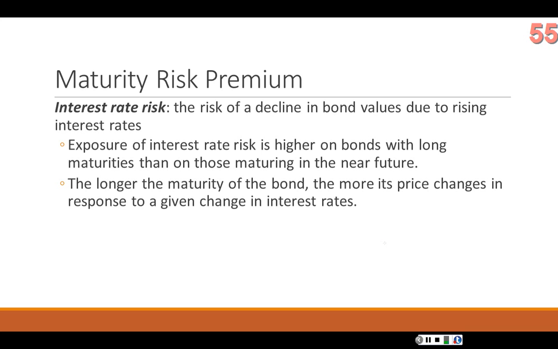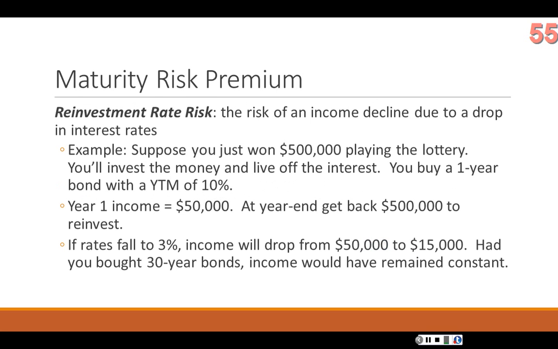And the maturity risk premium. This is the risk that the bond values will decline due to rising interest rates. Interest rate risk is higher for bonds with long maturities. So the longer the maturity of the bond, the more responsive its price is to changes in interest rates.